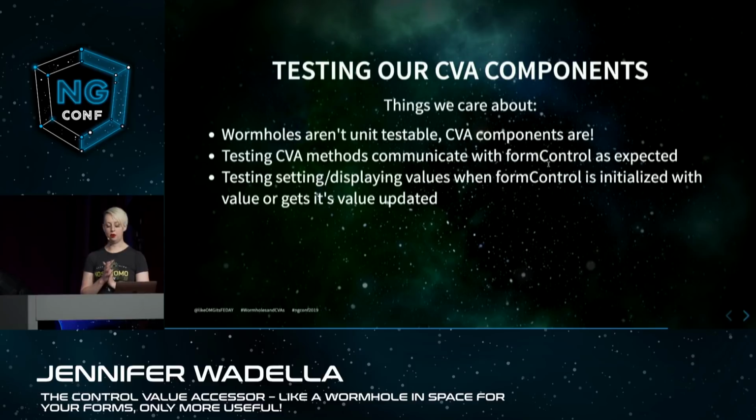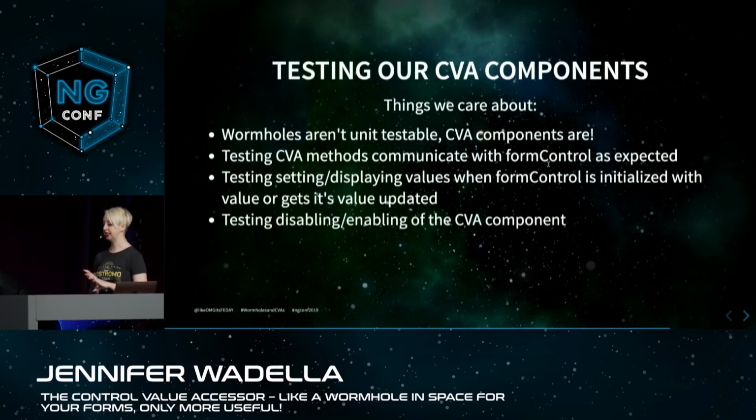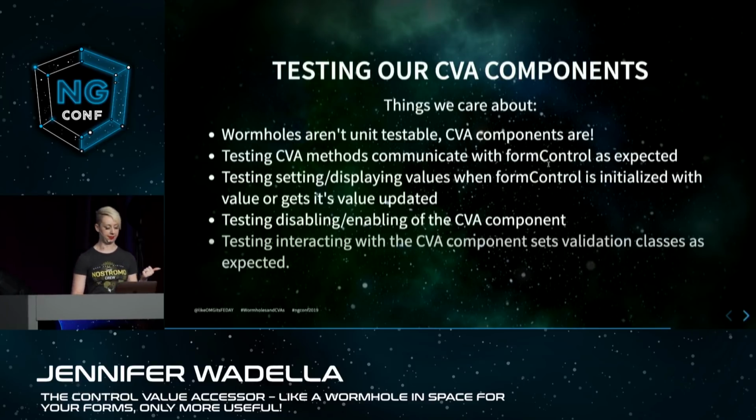We want to make sure that when our form control is being initialized, the UI is reflecting whatever value it's initialized with appropriately. We want to make sure that disabling or enabling of the CVA component is implemented correctly so we can make sure our user understands what's going on. And then we want to make sure that those validation classes that I mentioned are being implemented appropriately so that way we can begin to display really helpful information to the user.